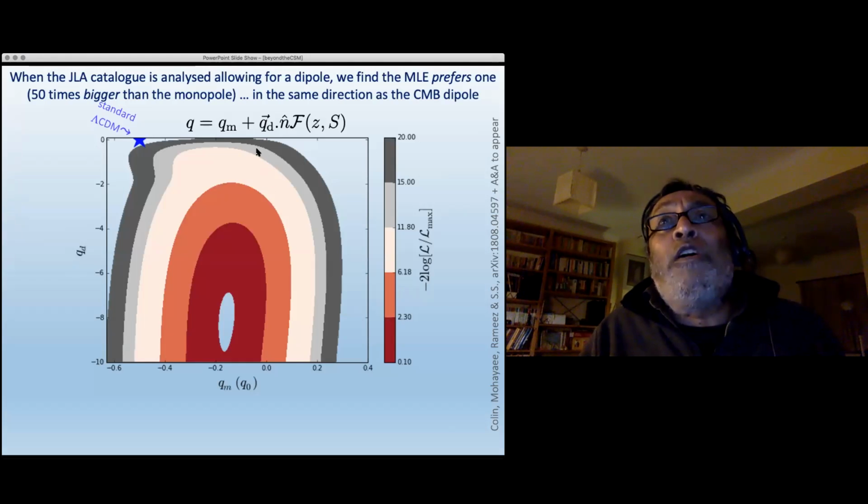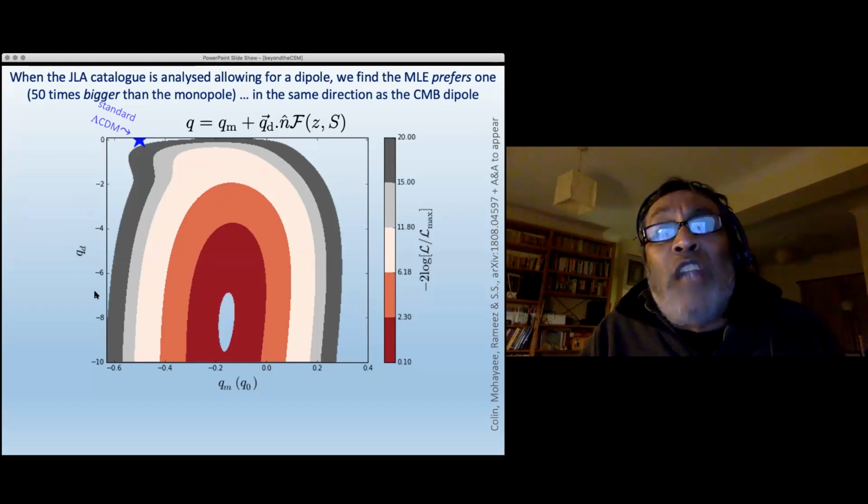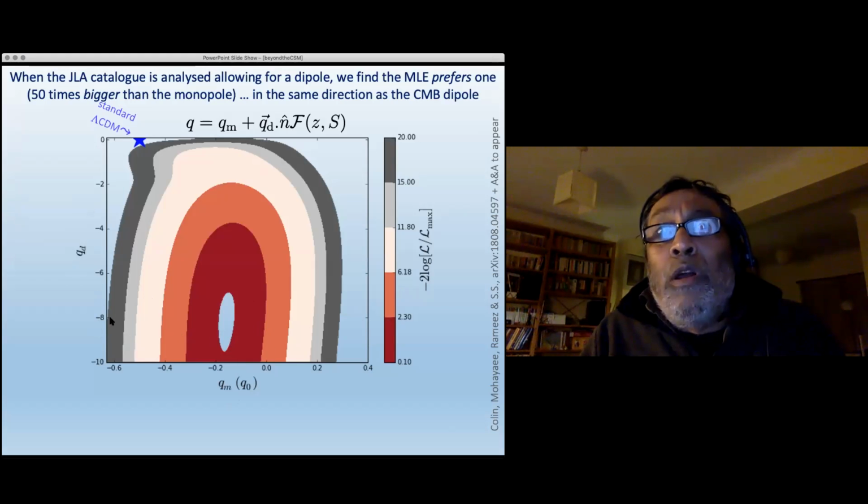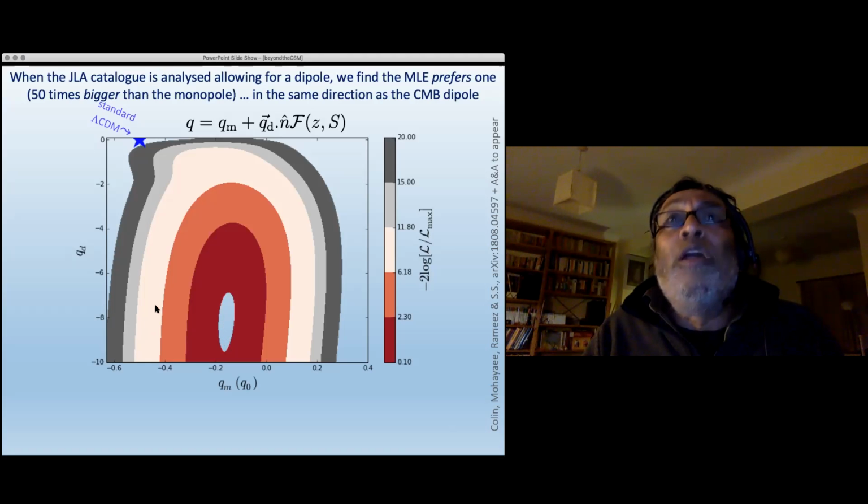When we allow for a direction dependence in the acceleration, we find that it is largely a dipole and with a very tiny monopole, which is actually consistent with zero at just 1.4 sigma, whereas it is a dipole with a value which is much, much larger. I mean, this scale is stretched out for clarity. It's actually about 50 times bigger than the monopole, and it excludes the standard model at 3.8 sigma.